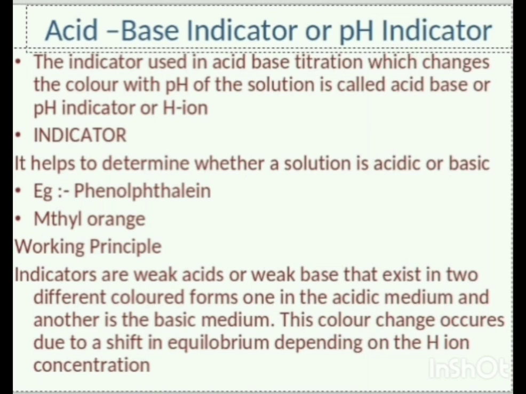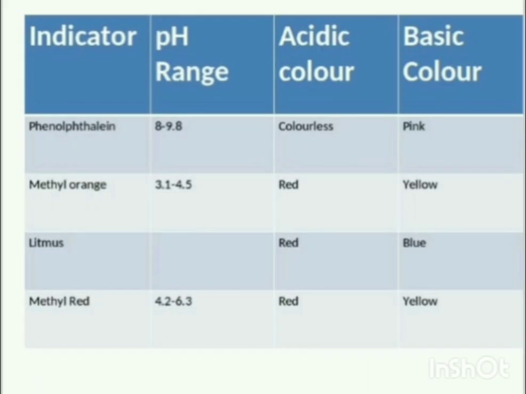And the table is: indicator, phenolphthalein. Phenolphthalein pH range is 8 to 9.8. Phenolphthalein acidic color is colorless. Phenolphthalein basic color is pink. Second indicator is methyl orange. Methyl orange pH range is 3.1 to 4.5. Methyl orange acidic color is red. Methyl orange basic color is yellow.